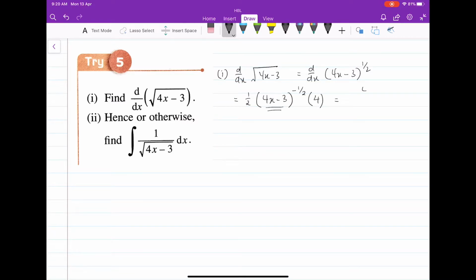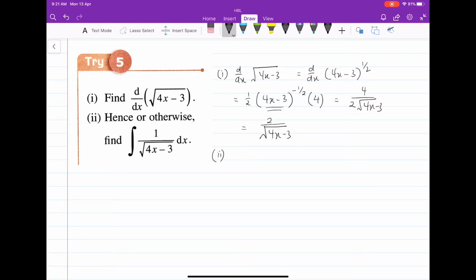And you will get 4 over 2 square root of 4x minus 3. And then simplify this to become 2 over the square root of 4x minus 3. Okay, so we've differentiated that. Let's look at part 2.